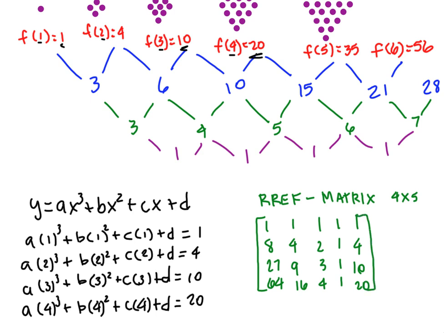Put this into your calculator, and what we should get back is a cubic equation. We should know exactly what A, B, C, and D are. And remember, this is your A column, your B column, your C column, and your D column. So take a minute right now, plug these into your calculator, and see if you get what I get.